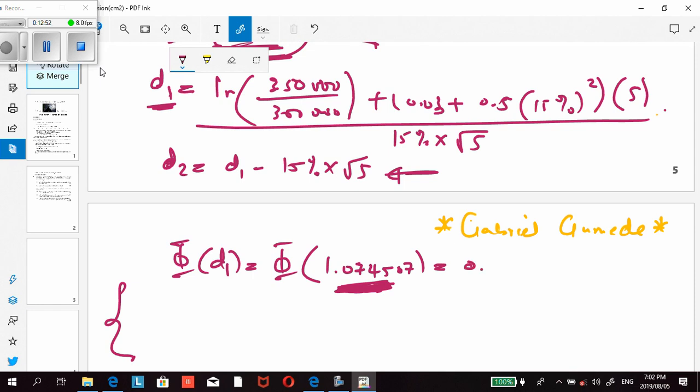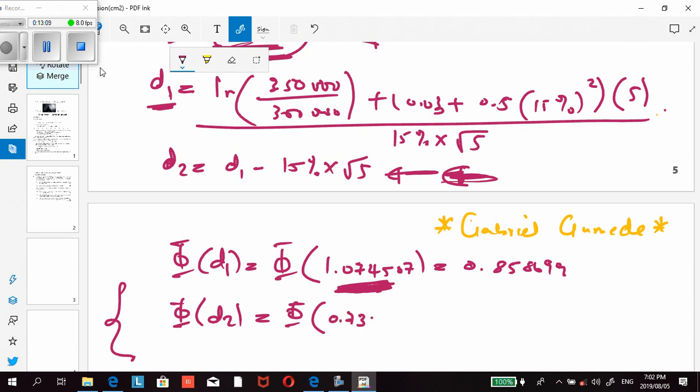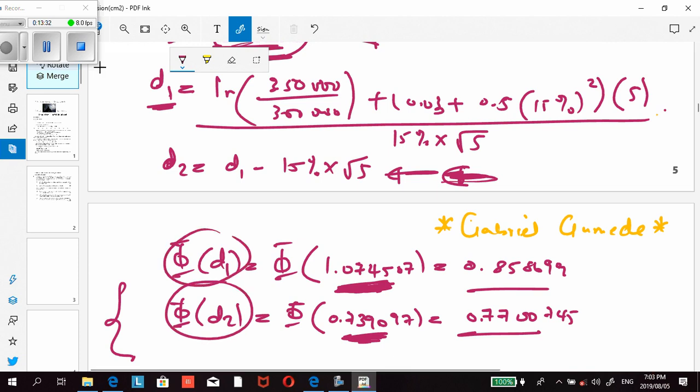So I'm going to have there 0.858699 interpolating. And your phi of D2, calculated using this formula, will be phi of 0.739097. Again, you don't have this X value in your table, so you're going to have to use interpolation. If you do that, you're going to get 0.770074.5. You take these and substitute them.